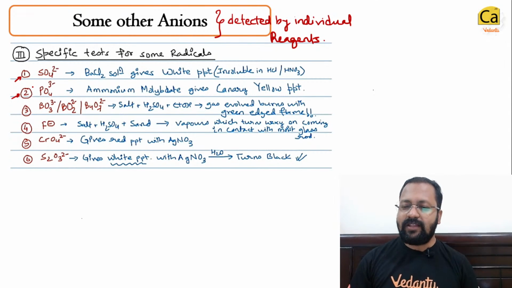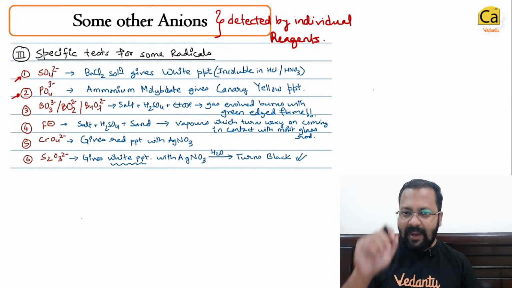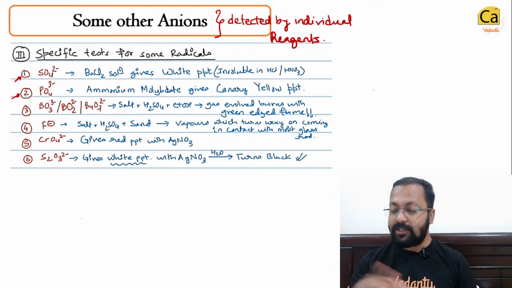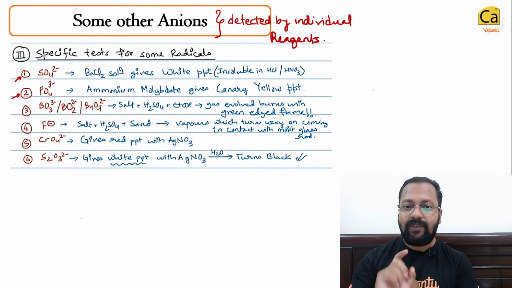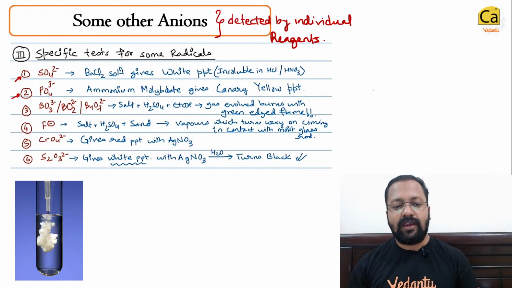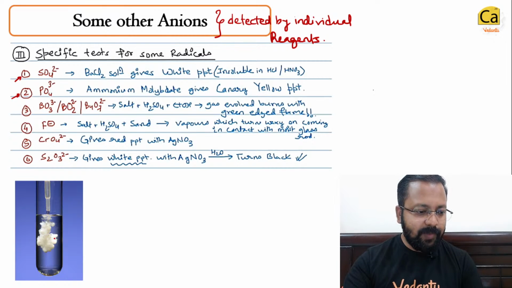The way to test sulfate is that you take the salt solution and add barium chloride to it. If it gives a white precipitate which is insoluble in HCl or HNO3, then it is sulfate, because it forms a barium sulfate precipitate. And it will look like this. Now see, it will give barium sulfate precipitate.